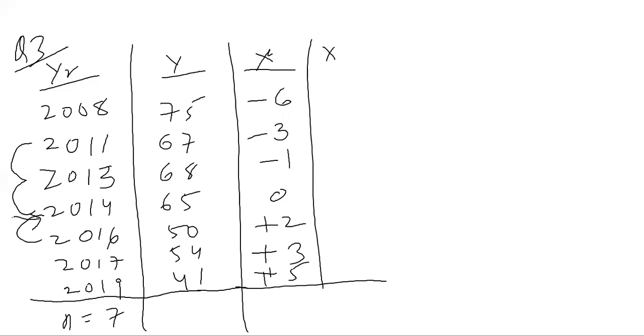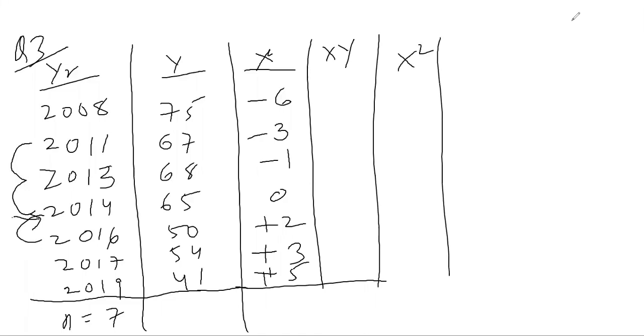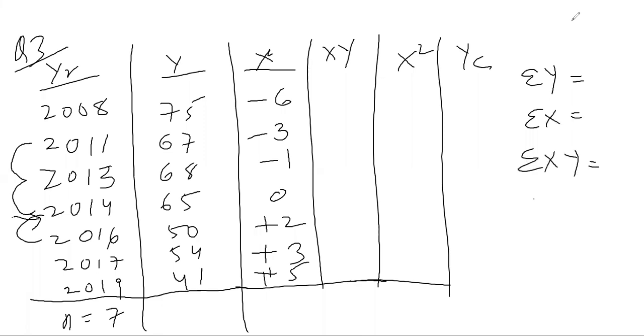xy, then x square. This is your xy, x square, then your yc values. You are going to tell me what is your summation y, summation x, summation xy, and summation x square. Summation y is 420. Very good, 420. And summation x is 0.